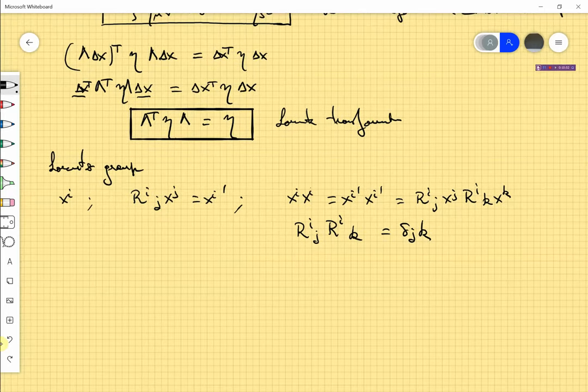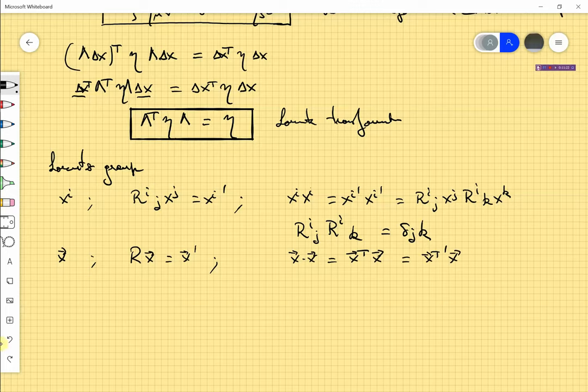Okay, let me do this in vector language. Rotations act like this linearly, and you can write it like this, or maybe better, x transposed x. And you want this to be x prime transposed x prime, and this is R x, sorry.